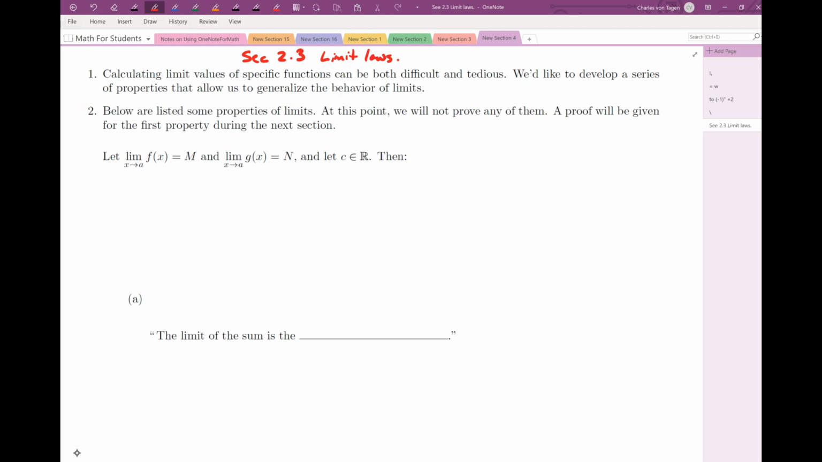So what we want to do here is develop some general properties so that once we learned how to compute a few limit values, we can go ahead and compute many others based upon these properties.